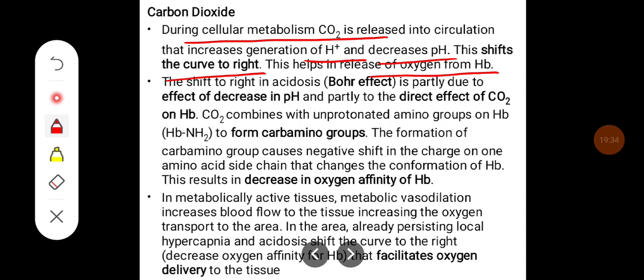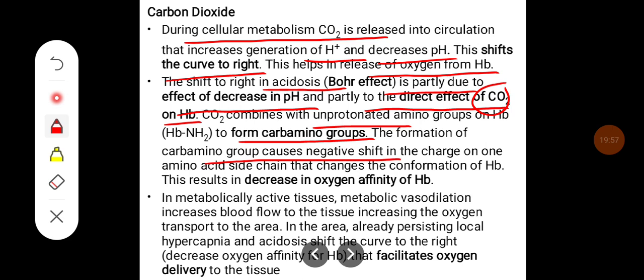The shift to right in acidosis is partially due to the effect of decrease in pH and partially to the direct effect of carbon dioxide on hemoglobin. Carbon dioxide combines with unprotonated amino groups on hemoglobin to form carbamino groups. The formation of carbamino group causes negative shift in the charge on one amino acid side chain that changes the conformation of hemoglobin. So this results in decrease in the oxygen affinity of hemoglobin.